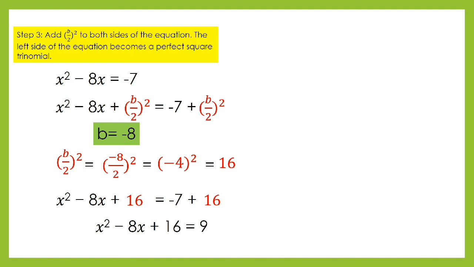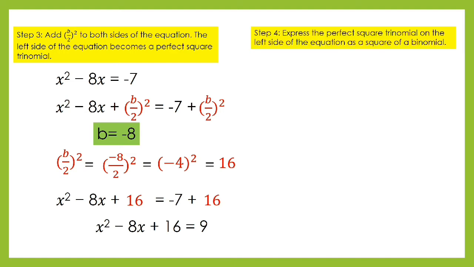Step 4. Express the perfect square trinomial on the left side of the equation as a square of a binomial. Yung perfect square trinomial natin ay makikita sa left side ng ating equation. So, this is our perfect square trinomial. I-express natin si x squared minus 8x plus 16 as a square of a binomial. Paano?